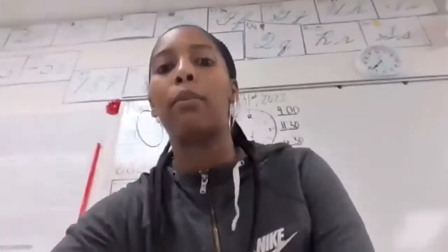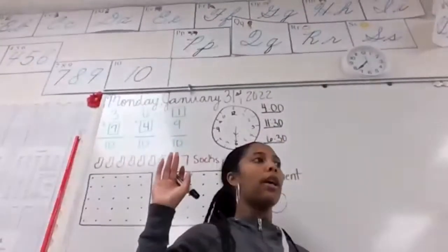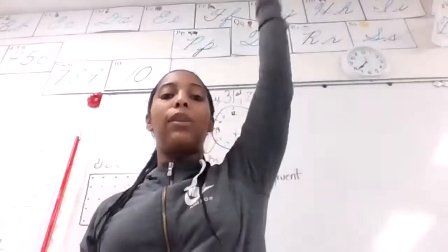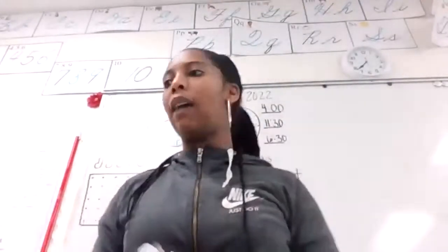When it's on 12, that's a brand new hour, o'clock. We have our short hand, which is our hour hand. We have our long hand, the minute hand. When it's on the 6, that's 30 minutes, half past.